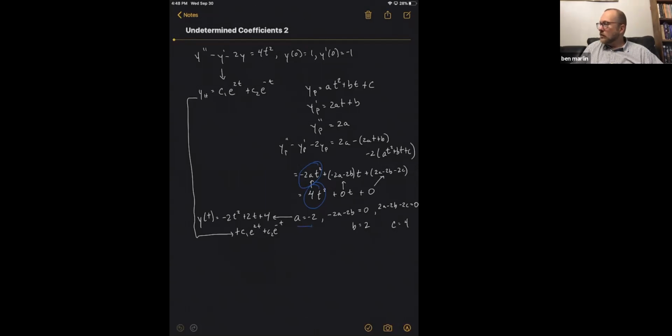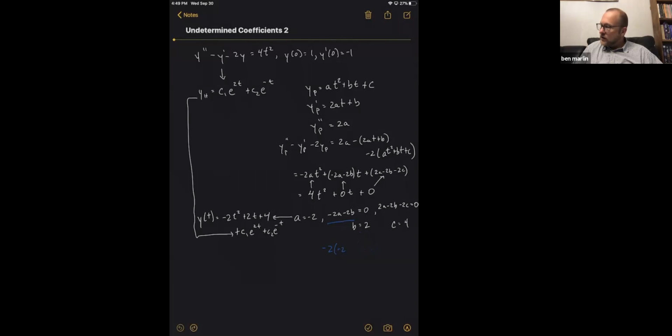And once you know that your a is minus 2, you plug it back into the minus 2a minus 2b equals 0. And since that's the case, then you've actually got minus 2 times minus 2 is 4, and then minus 2b equals 0. And so you solve for b and find out that the b had to be positive 2. And then once you know both a and b, you can stick those into the equation that has a and b and c in it and solve for c, and the c had to be 4.